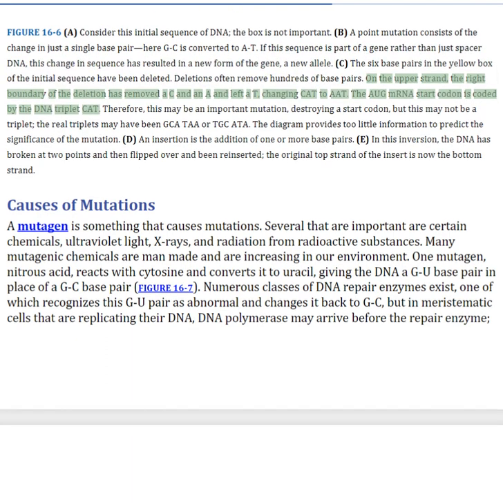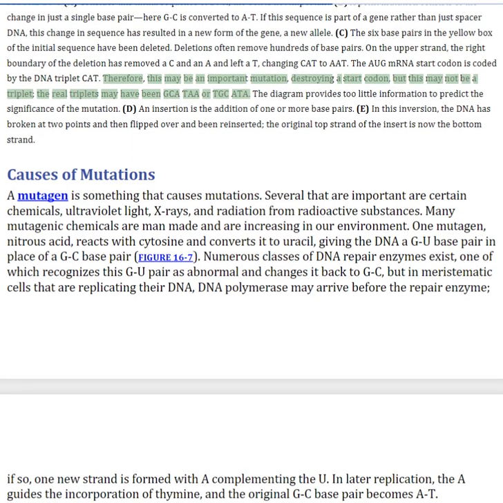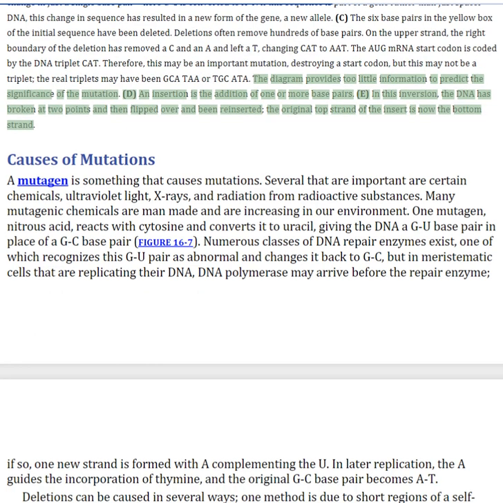On the upper strand, the right boundary of the deletion has removed a C and an A and left a T, changing CAT to AT. The AUG mRNA start codon is coded by the DNA triplet CAT. Therefore, this may be an important mutation, destroying a start codon, but this may not be a triplet. The real triplets may have been GCATA or TGCATA. The diagram provides too little information to predict the significance of the mutation.